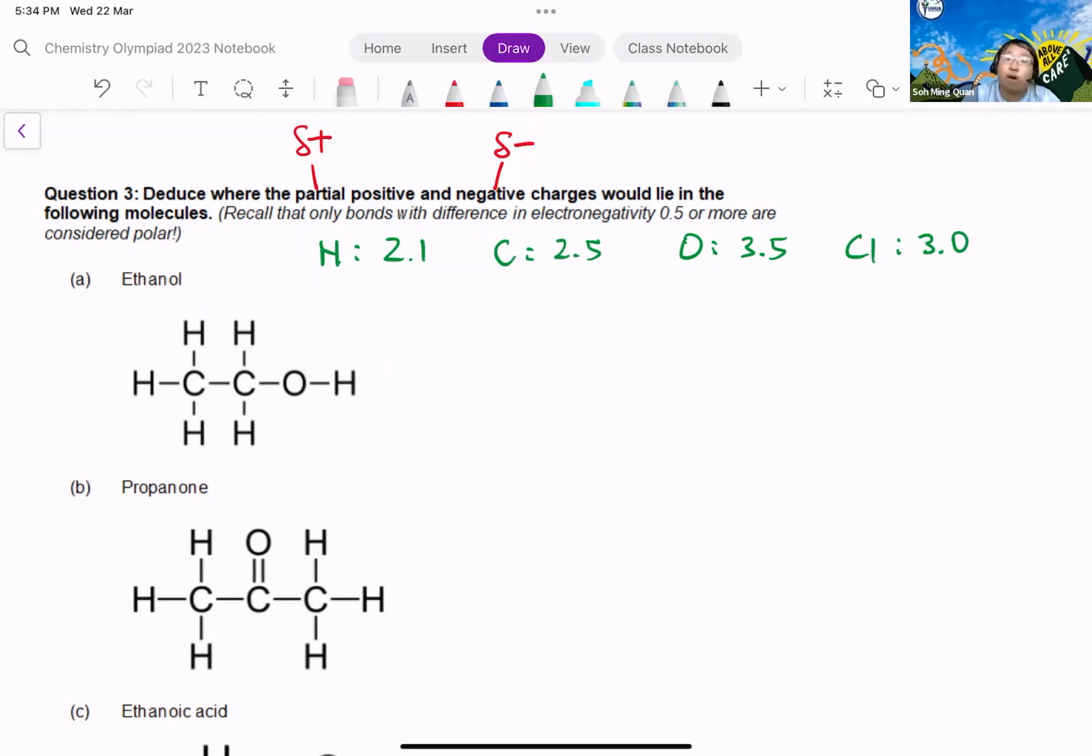Having said that, it's quite obvious from the values I've listed, the carbon-hydrogen bond, the CH bond, is not polar because CH is 2.5 minus 2.1, which is 0.4. So a CH bond is not considered a polar bond. However, it's obvious this bond, the CO bond, definitely is polar. Okay, and it's quite easy to tell where the negative is going to be.